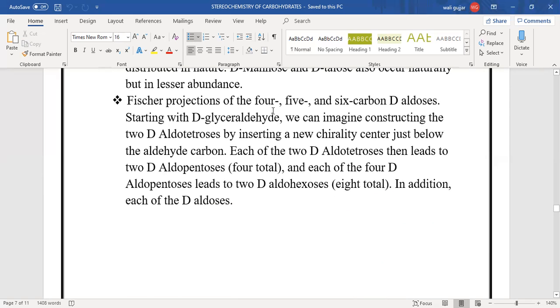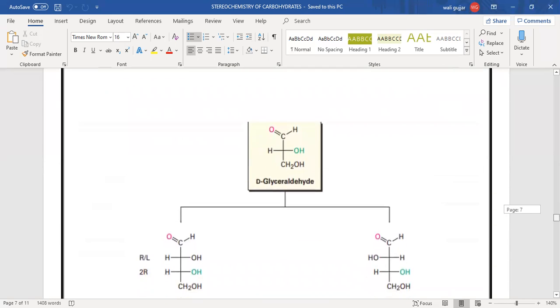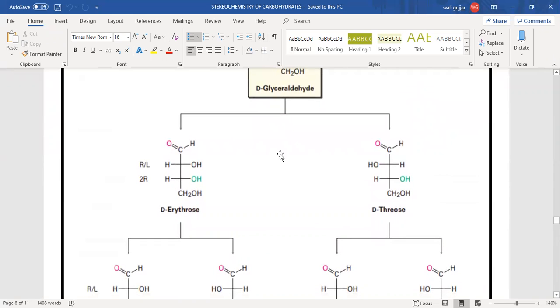Fischer projections of the 4, 5, and 6 carbon D-aldoses: D-aldotetroses are derived by inserting a new chirality center just below the aldehyde carbon. Each of the two aldotetroses then leads to two D-aldopentoses, and each of the four D-aldopentoses leads to two D-aldohexoses. In addition, each of the D-aldoses.